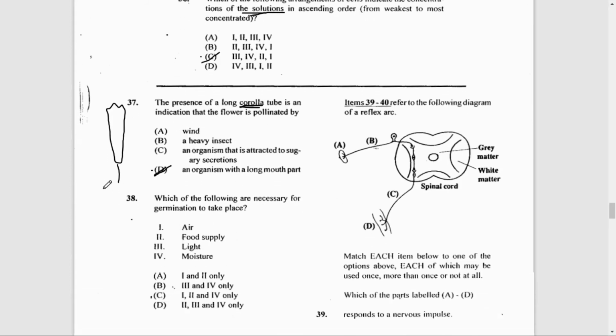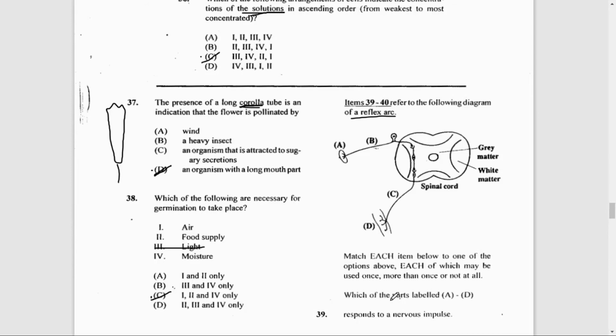Good. 38. Which of the following are necessary for germination to take place? You do not need light for germination. So the answer is C. 1, 2, and 4. Good. Items 39 to 40 refer to the following diagram of a reflex arc. Match each item below to one of the options above, each of which may be used once, more than once, or not at all.